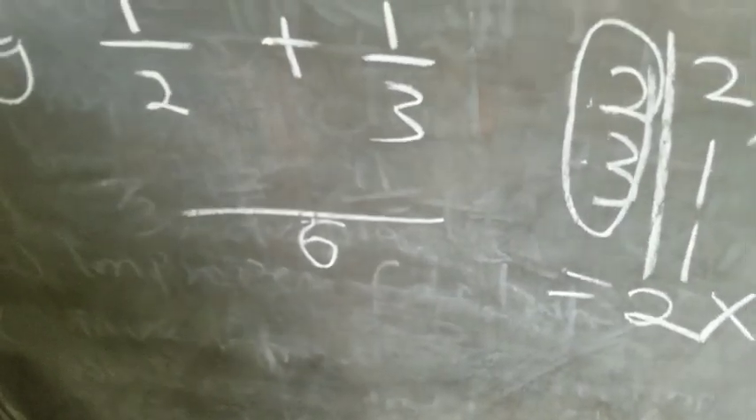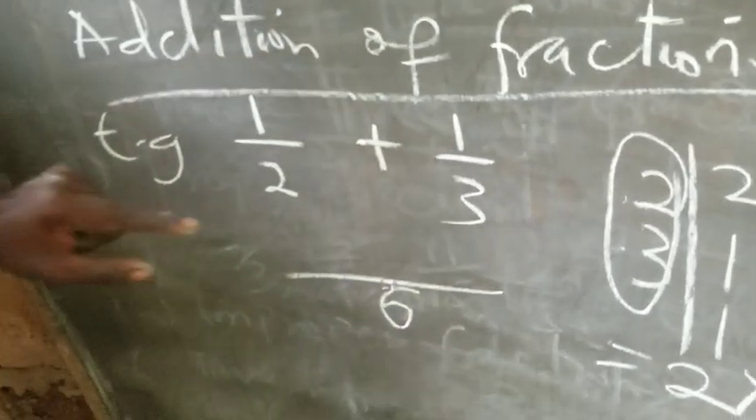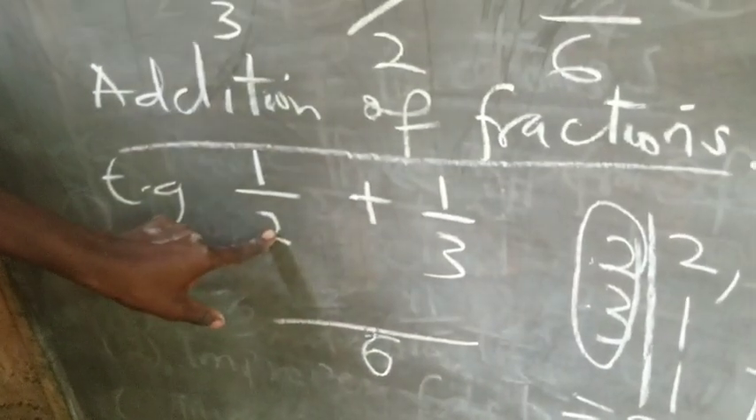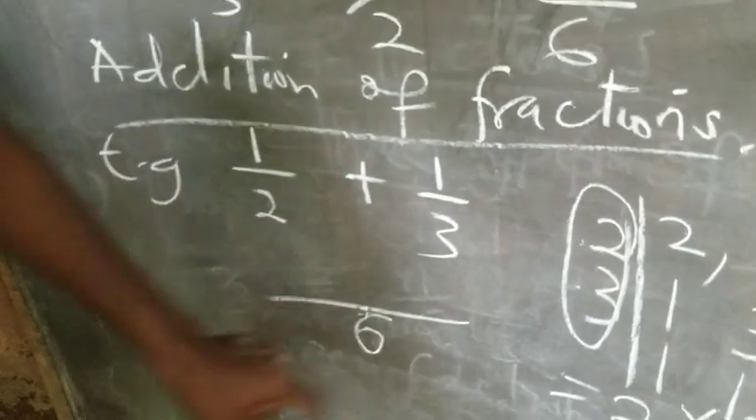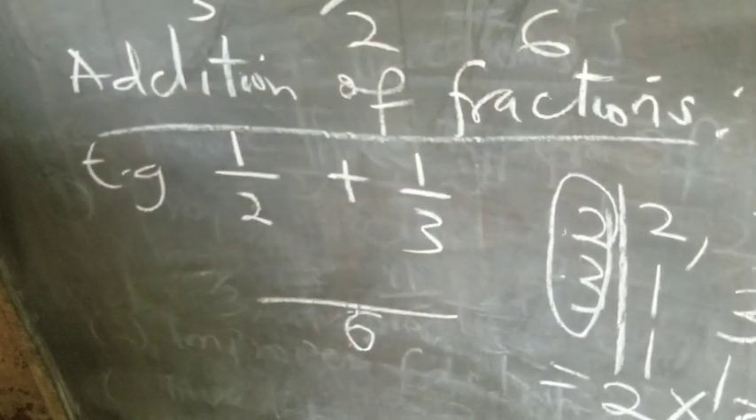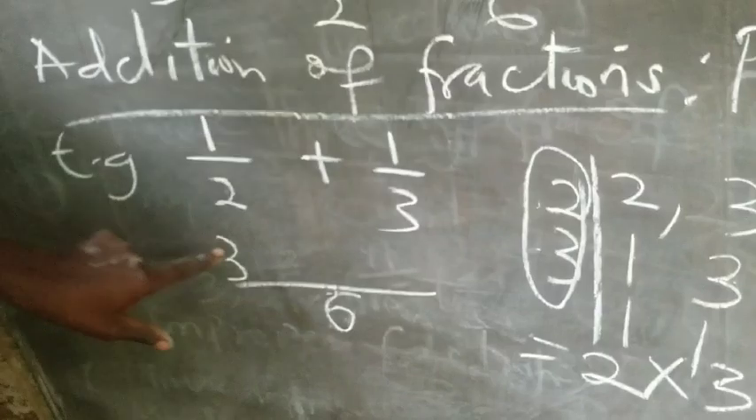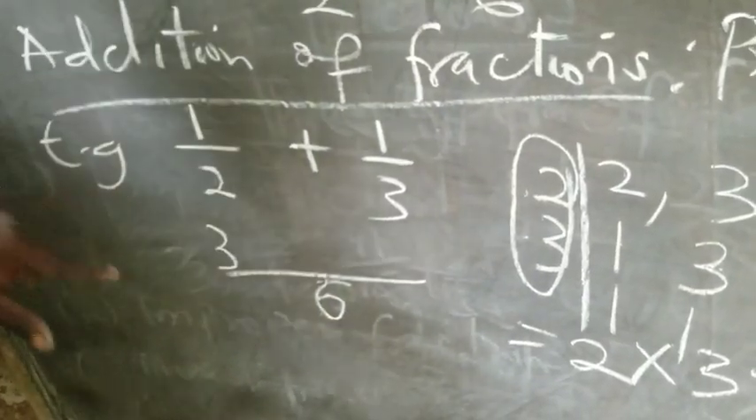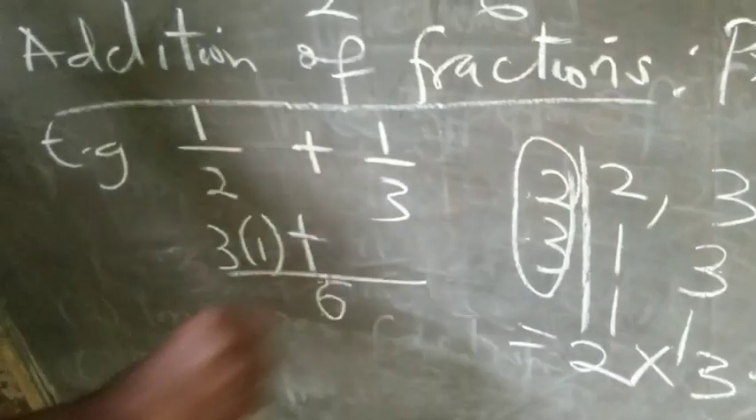So now we are going to add them together. We'll simply take the denominator 2. We say 2 into 6, that is 6 divided by 2. What is it going to give us? 3. We put the 3 here. Now that 3 is multiplied by the numerator, which is 1. And then we say plus.